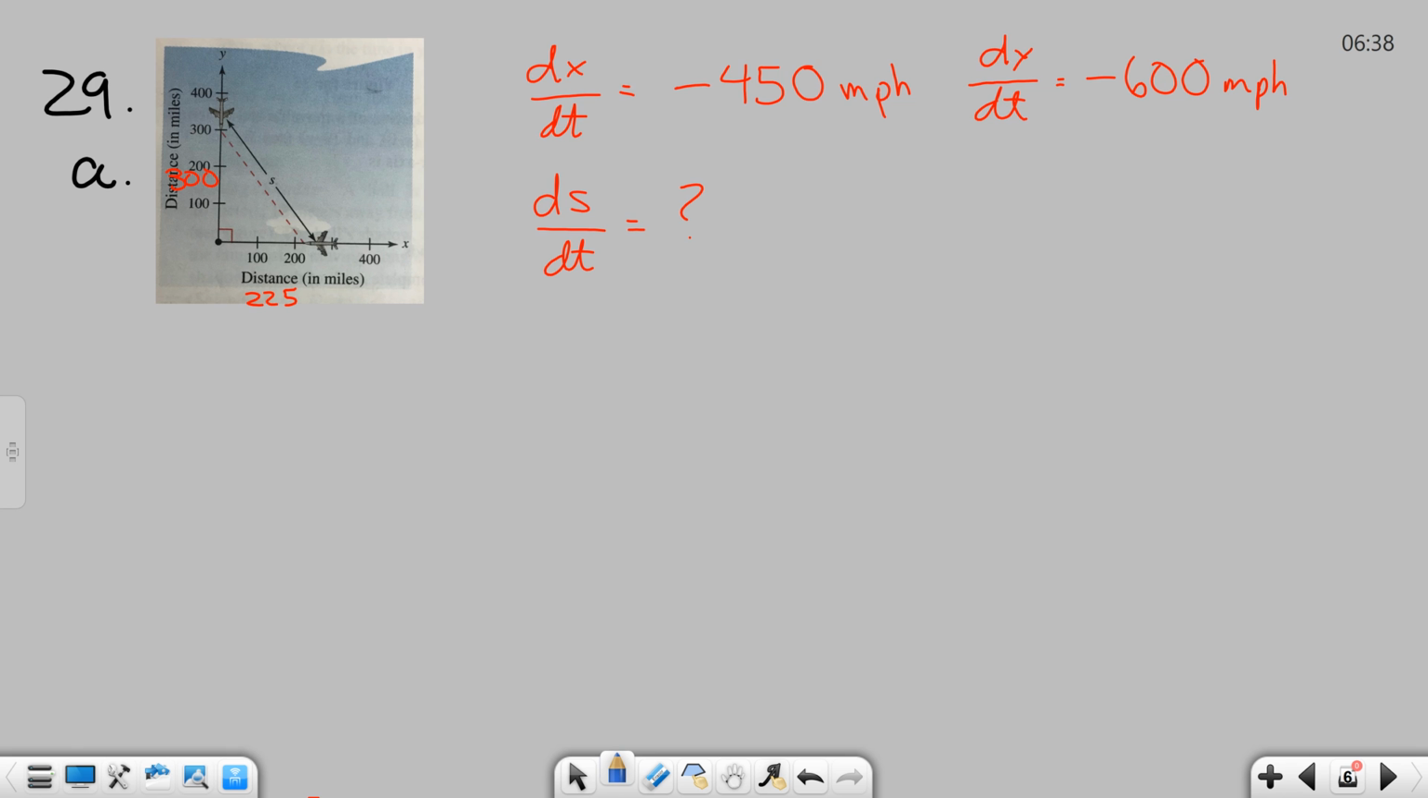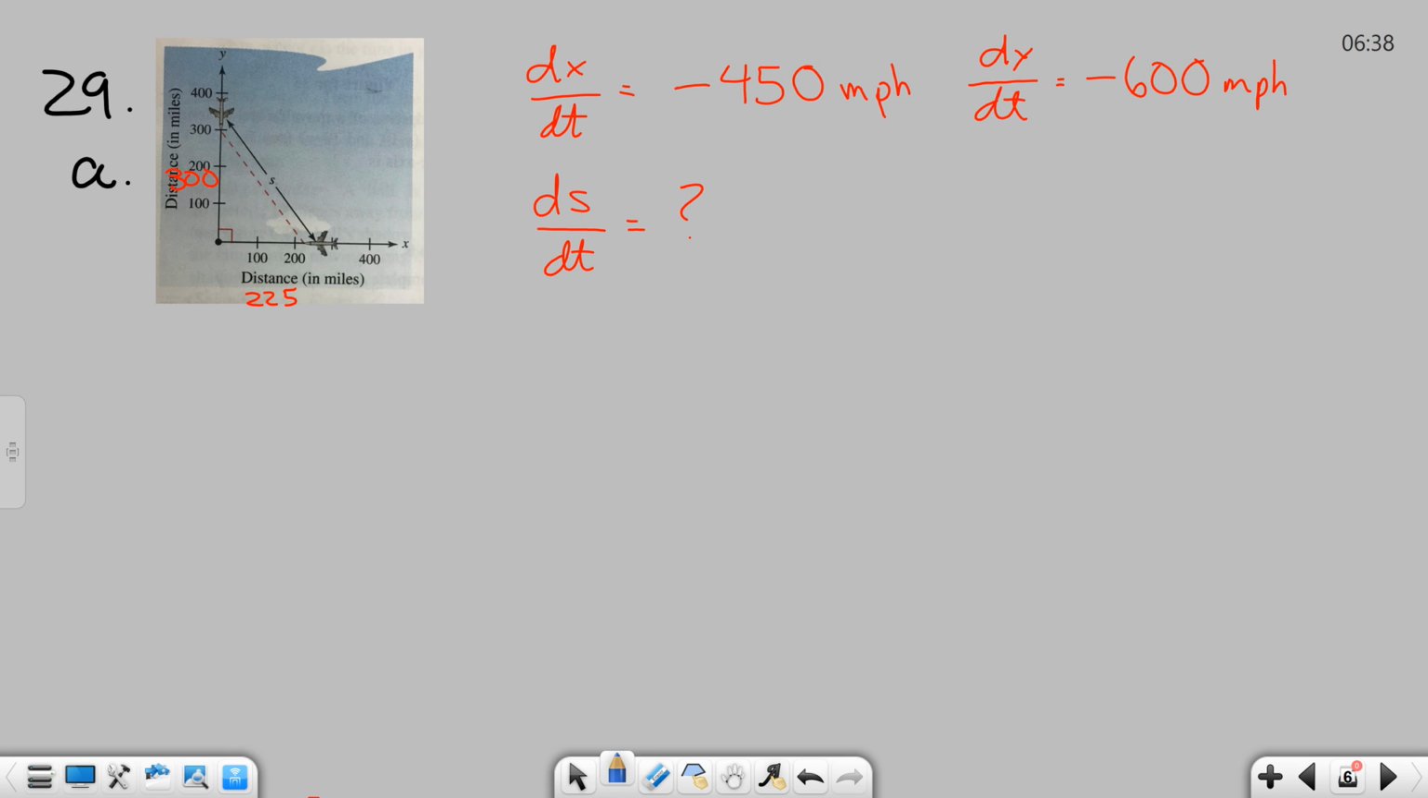The plane traveling horizontally is traveling at 450 miles an hour. And you notice that I put a minus sign in front of it because the value of x is getting smaller as time goes on. And the same is true for the speed of the other plane, negative 600 miles per hour, because again, the value of y is getting smaller.